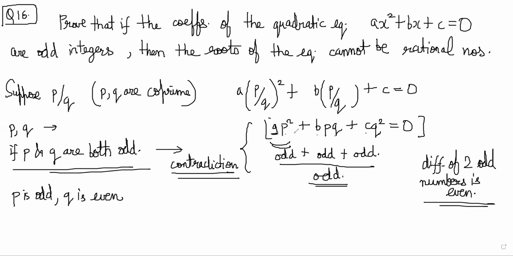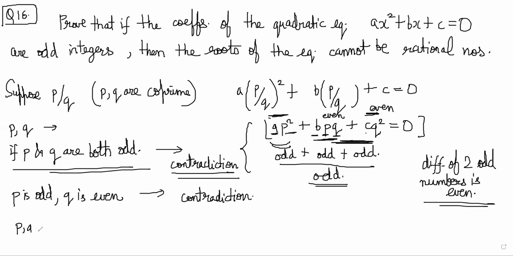So A is odd, P is odd, so this part is odd. B is odd, P is odd, but Q is even, so this is even. And this is also even, because Q is even, so Q square is even. So you have 2 even numbers and 1 odd number. 2 even numbers will give an even number here. Even number plus odd number can never be 0, right? So this part is also giving us a contradiction.